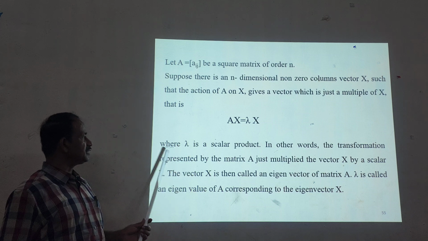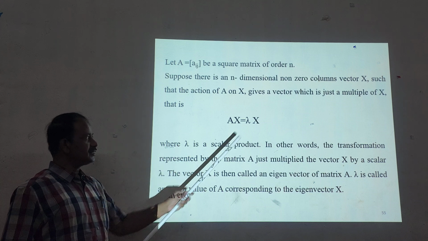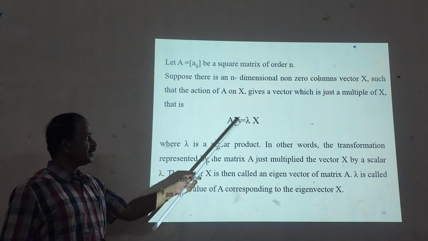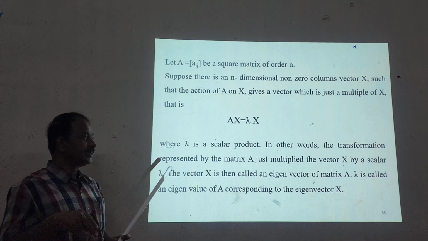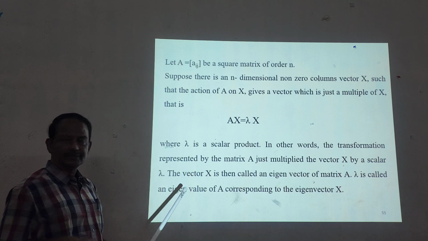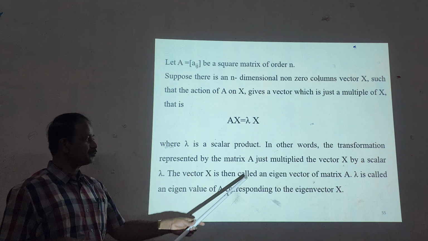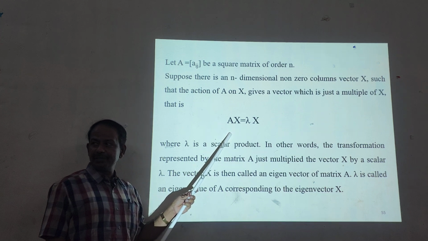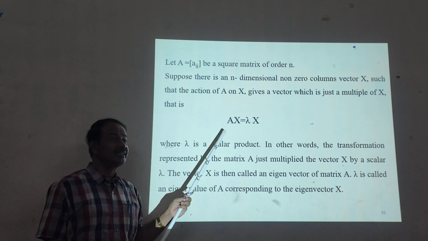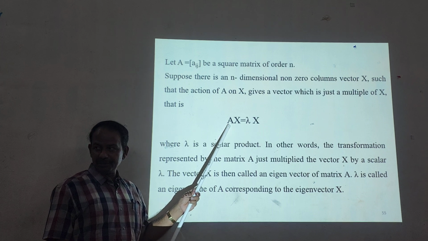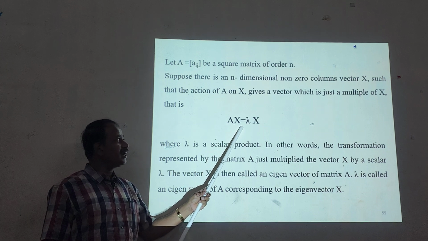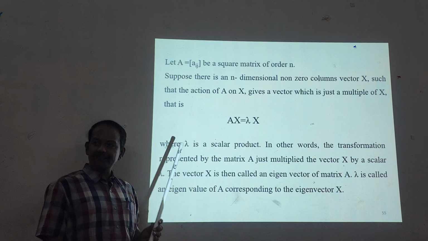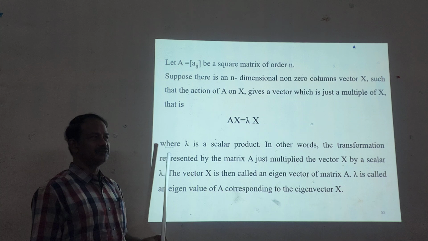In other words, the transformation represented by the matrix A just multiplies the vector x by a scalar lambda. The vector x is then called the eigenvector of matrix A. Lambda is called the eigenvalue of A corresponding to the eigenvector x. So this is a very important equation, and it is called the eigenvalue equation. A is a given matrix, x is an eigenvector, and lambda is an eigenvalue, a number.